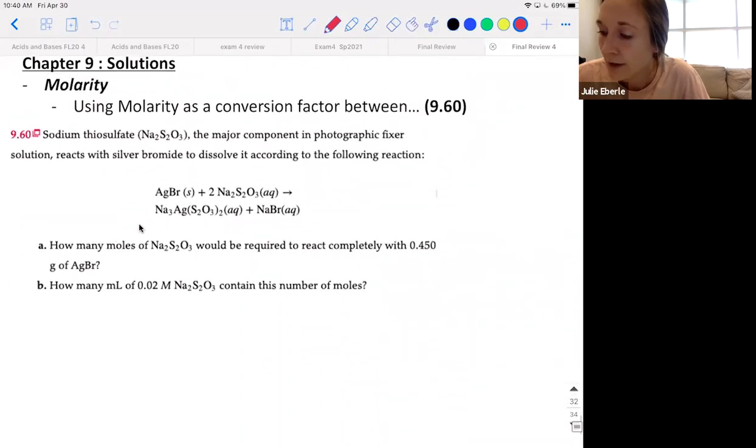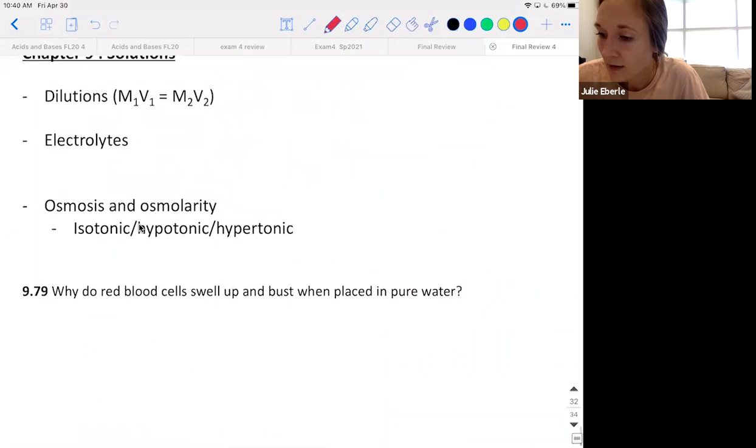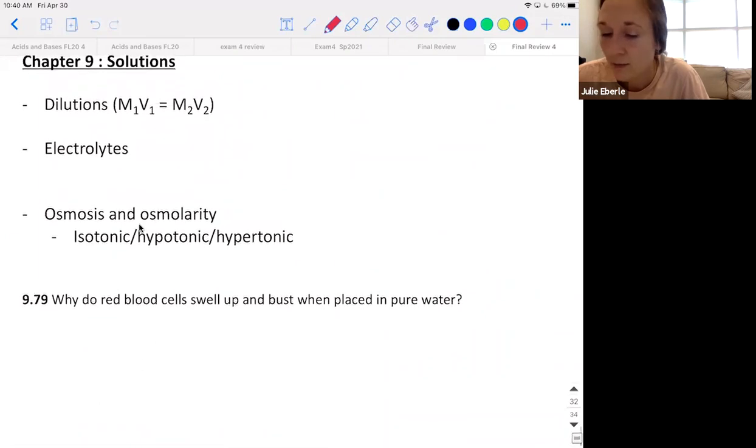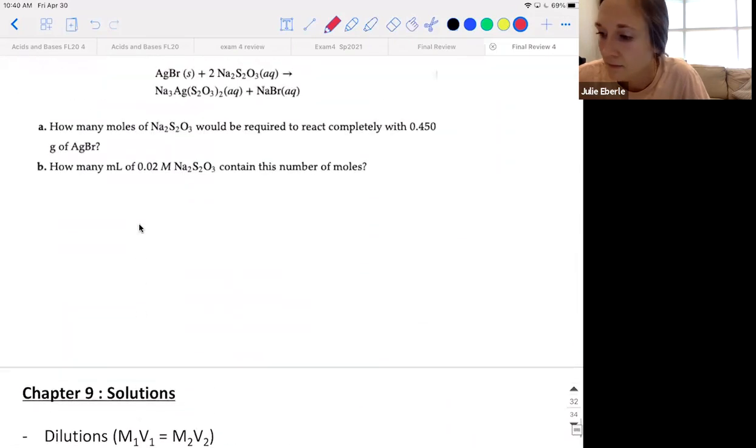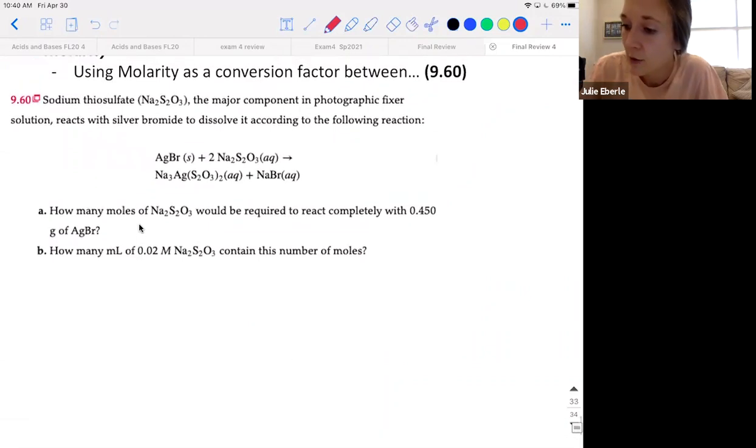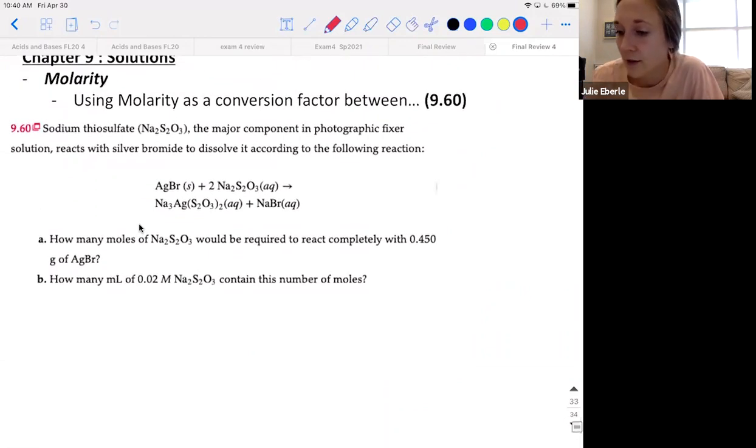All right, molarity as a conversion factor, and then we're going to hit dilutions, electrolytes, and osmosis, and then we're done. Using molarity as a conversion factor. Problem 9.6 is a great example of this.